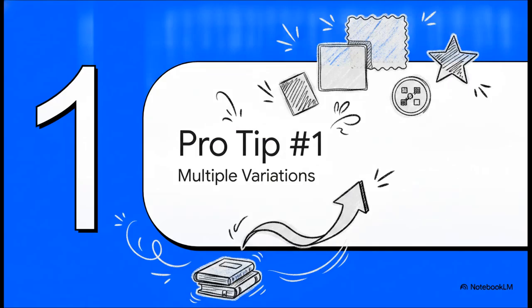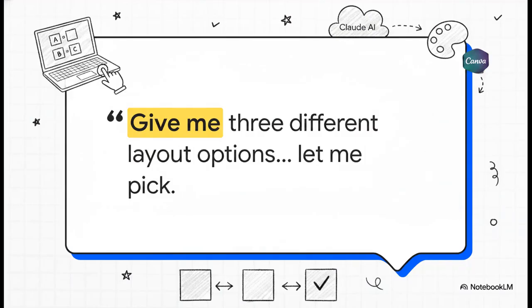All right, let's get into the really good stuff. Pro tip number 1, ask for multiple variations. When you ask for a design, whatever you do, do not just ask for one. You want to use this exact sentence. Give me 3 different layout options for this and let me pick my favorite.